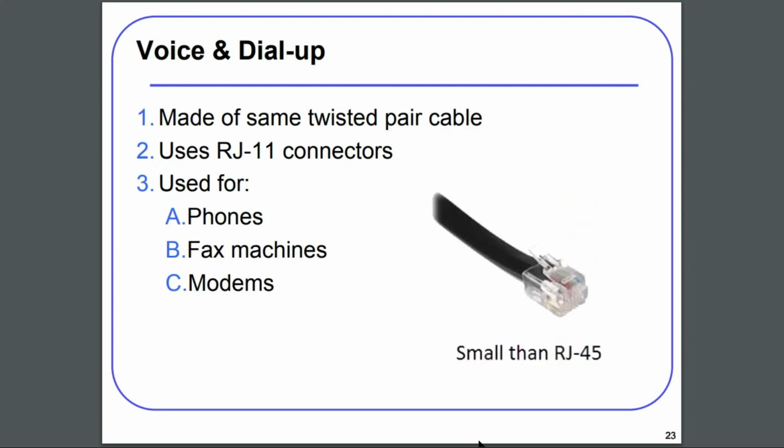In this slide, you can check the voice and dial-up connectivity. It is a twisted pair cable that uses RJ11 connectors, as you can see on the picture, and is used for phones, fax machines, and modems. This cable is smaller than an RJ45 cable. In the actual exam, you also need to solve a simulation type of question, using different types of connectors to connect different types of devices. So please refer to this slide carefully to solve the simulation questions. So let's move to the next slide.